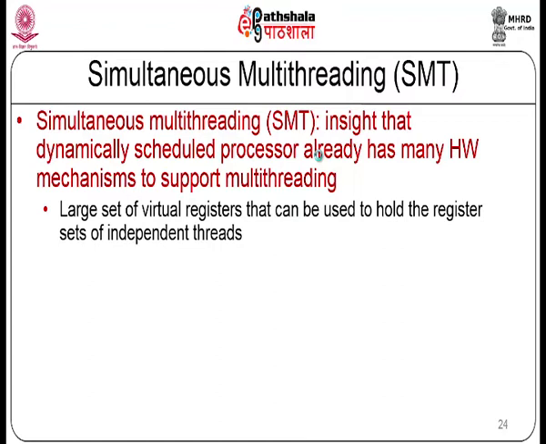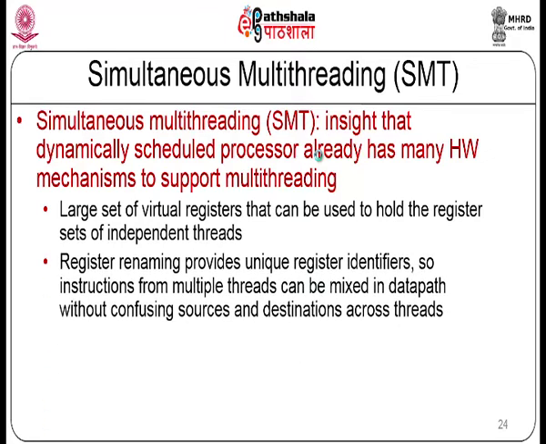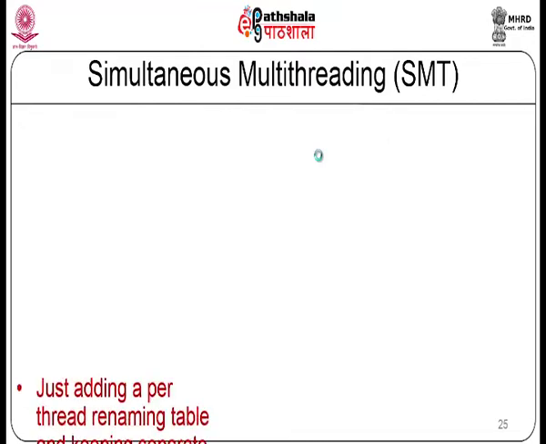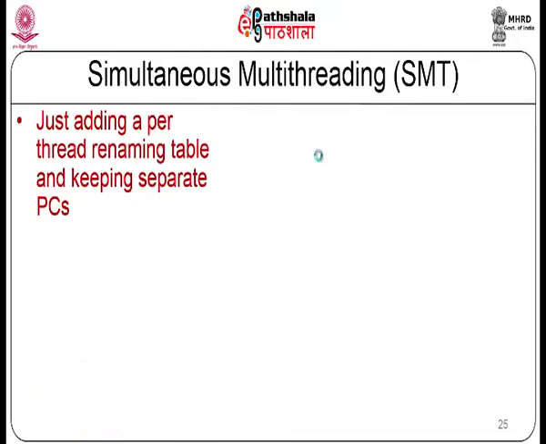We know that you have a large set of virtual registers that can be used to hold the register sets of independent threads. There is register renaming, which provides unique register identifiers. So, instructions from multiple threads can be mixed in the data path without confusing the sources and destinations across threads. It is also possible to do out of order completion, allowing the threads to execute out of order and get better utilization of the hardware. All these features are already available in the processors that we have. So, we try to harness this facility by adding a little more to it.